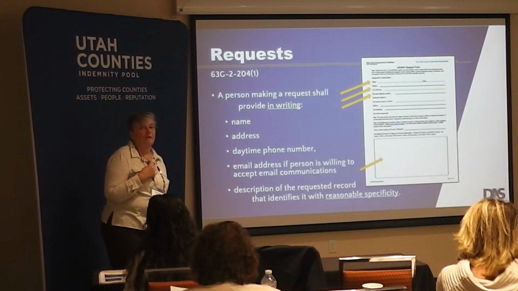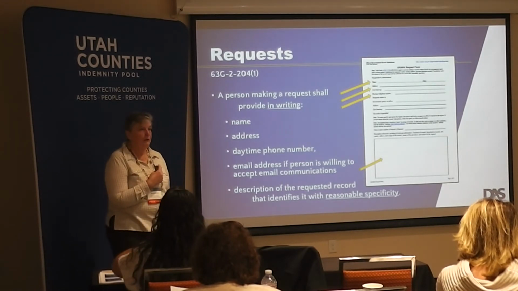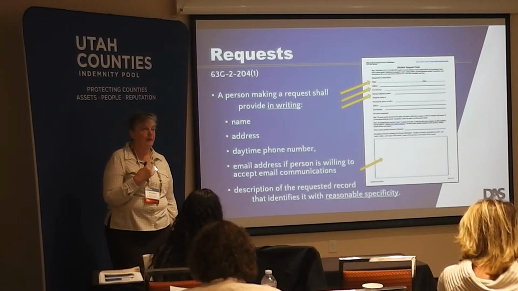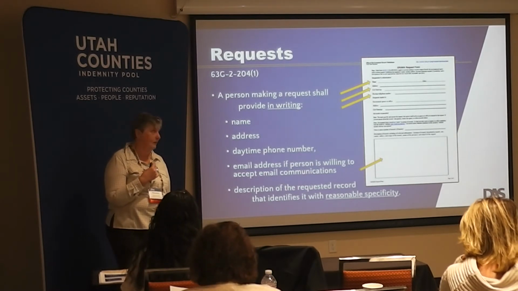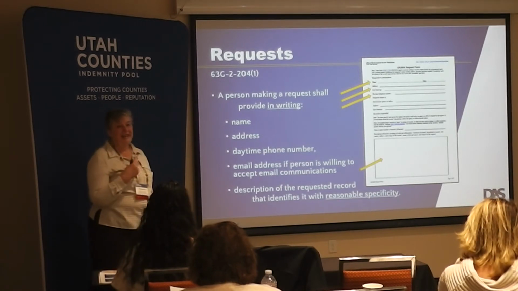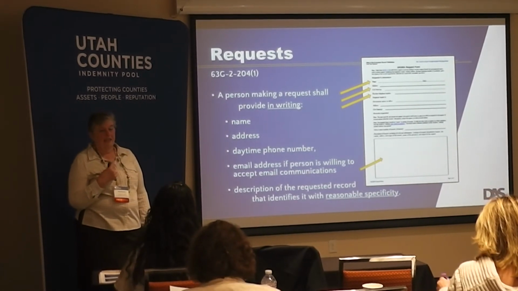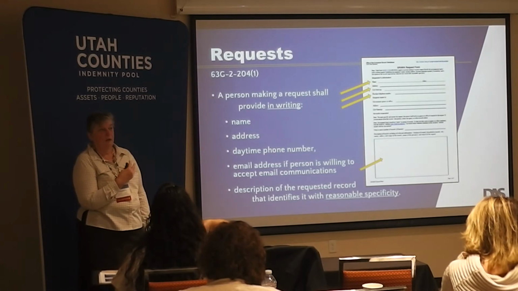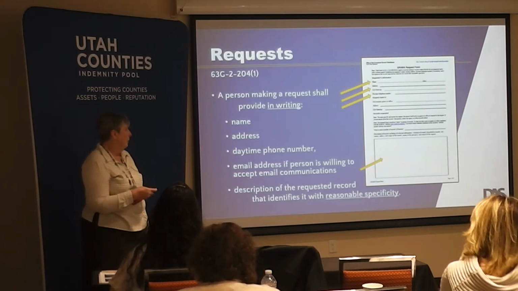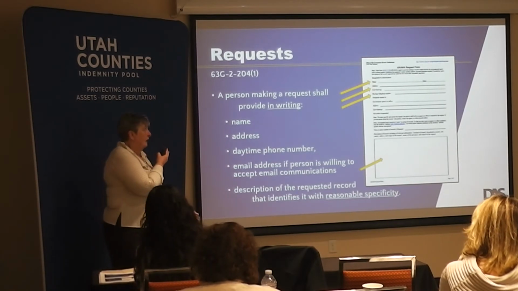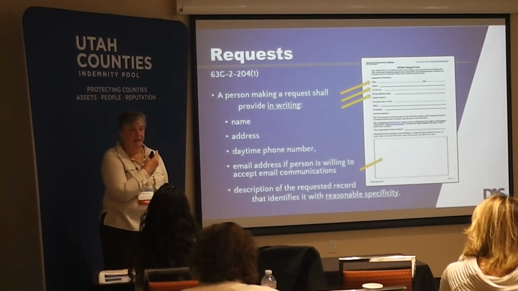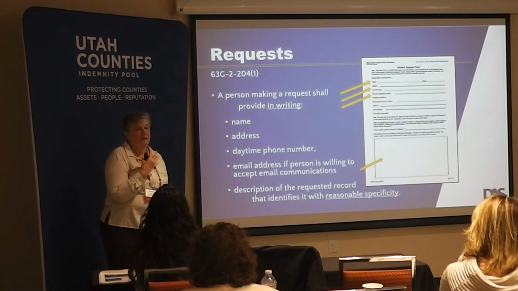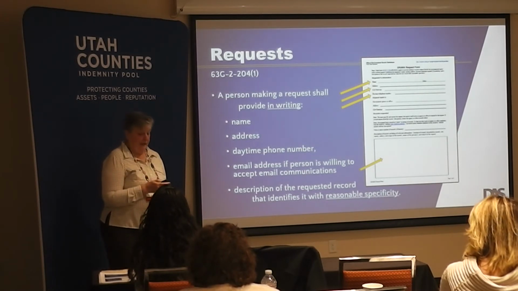If a person wants a record, they're required to make a GRAMA request. A GRAMA request has to be in writing, and it has to contain their name, address, phone number, and email address if they're willing to accept communication by email. It has to include a description of the record, with reasonable specificity, so that the records officer understands what is being asked for. The form on the slide is a template from the archives website that can be used for convenience, but it could be an email. It just has to be in writing.